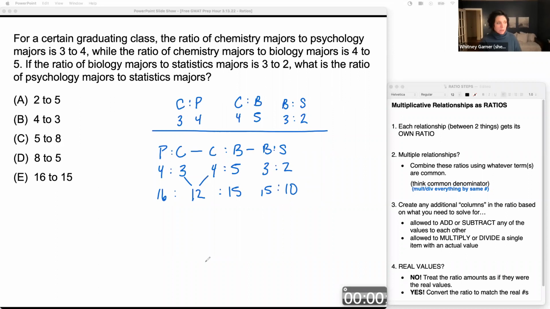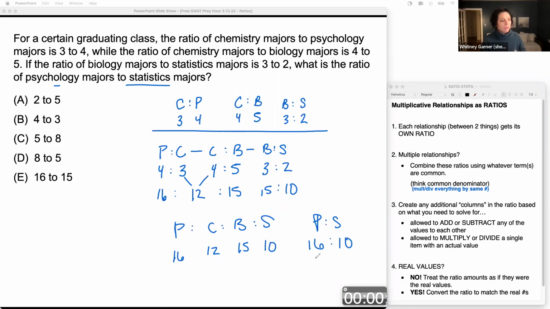So now I'm going to get this on my paper cleaned up. This is P to C to B to S. And so I've got 16 to 12 to 15 to 10. Now, all I care about is the ratio of psych to stat. So the ratio of psych to stat is 16 to 10. And so I'll reduce those by half and make it 8 to 5. And my correct answer is D.